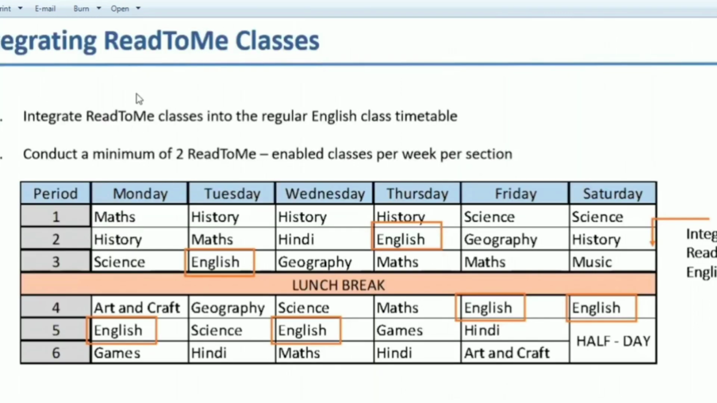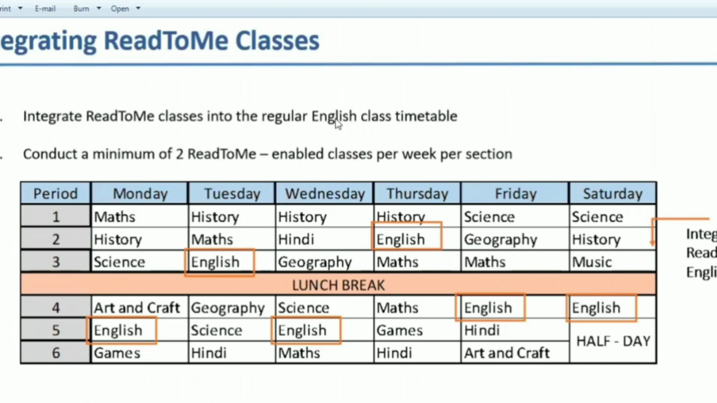Integrating Read to Me classes. In the regular class only, for example, a teacher has, you can see here in the red box, periods in such a manner: Monday 5th period, Tuesday 3rd period, Wednesday 5th period. Suppose he has a total of 1, 2, 3, 4, 5 and 6 periods. Then out of this only 2 periods he can engage for this virtual classroom. For instance, he can take Monday the 5th period and Thursday the 2nd period. So no need to include any extra period for this virtual English classroom.